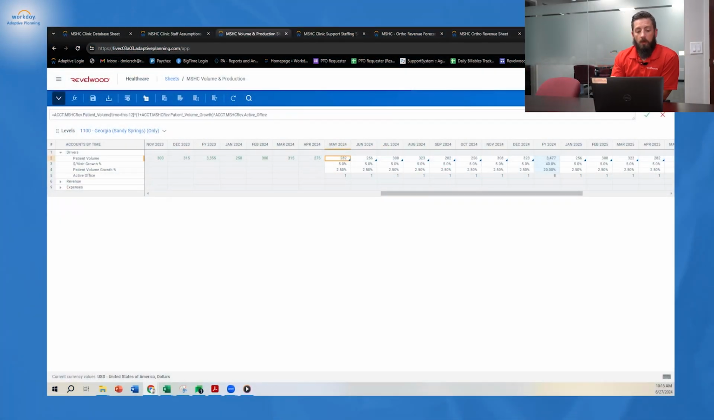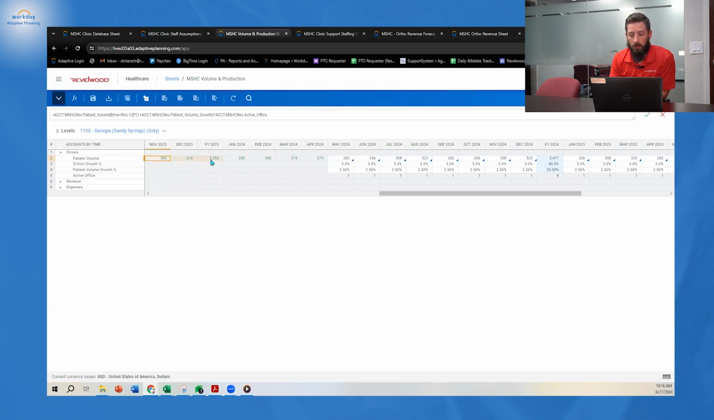Going from the staff assumptions, another big driver in this space as far as expense and staffing is going to be capacity, and capacity is going to be driven by patient volume. This sheet is volume and production, so this does include some areas for revenue and expense planning above the staff level. That'll be something we will show in more detail in a different demo. For this case, I want to focus solely on the patient volume and growth.